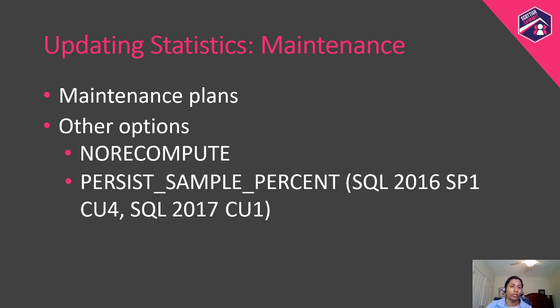There is another option, which is PERSIST_SAMPLE_PERCENT. You are telling SQL Server with this option that even though auto update stats is turned on, do not update the stats by default sample. Instead, use the sample that I am putting in this option, right? Usually it will be 100%. So these are the two options. The second option, PERSIST_SAMPLE_PERCENT, is available from SQL Server 2016 SP1 CU4, SQL Server 2017 CU1, and later versions.